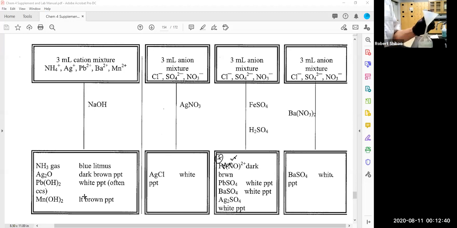And then we support the funnel. We're going to support the funnel with something called a clay triangle, like this. The funnel can sit in the middle of the clay triangle. And then we have a ring. And so the clay triangle can sit on a ring like this. And then we'll put it on a stand, a ring stand here, like this. And then what we're going to do is we're going to filter out that precipitate out of the test tube.